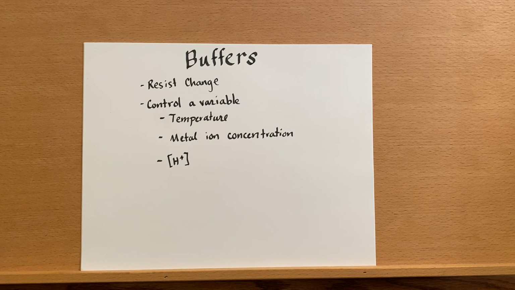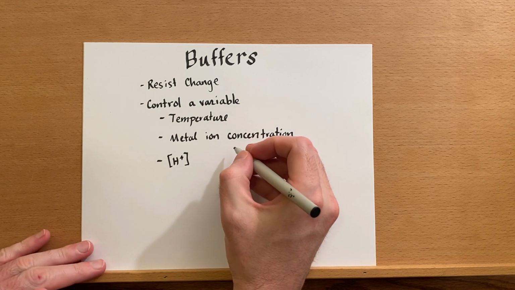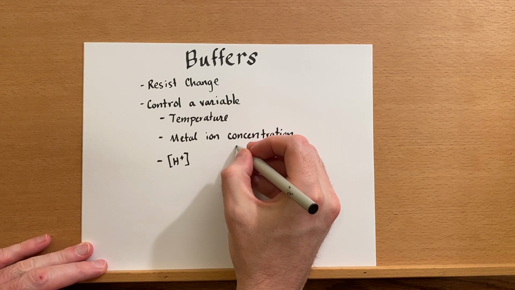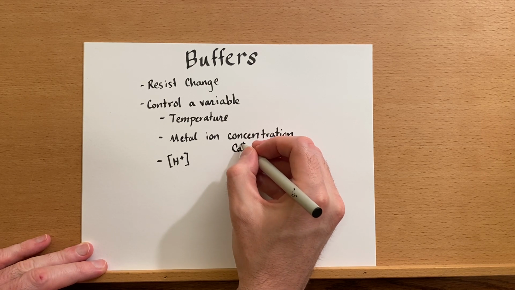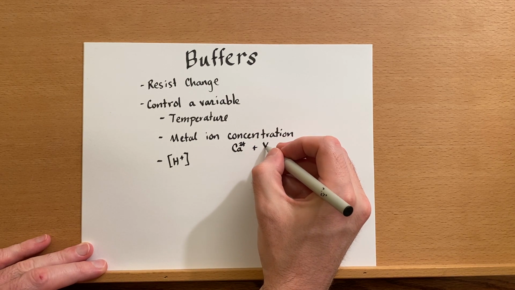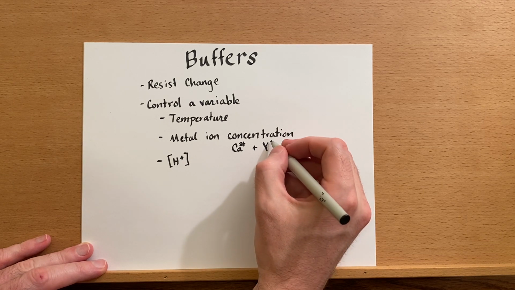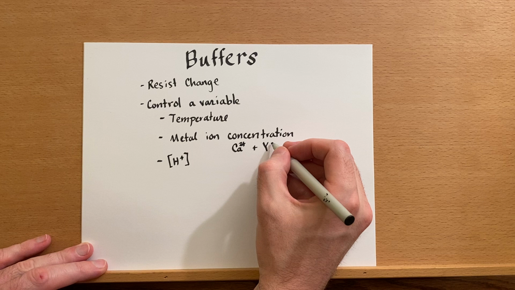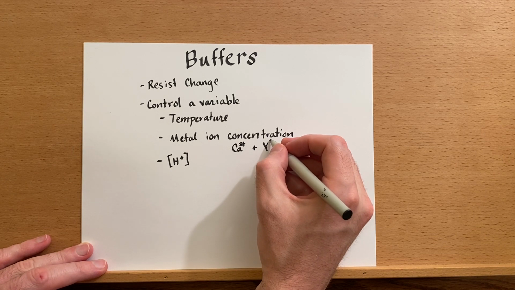It's also possible to buffer a metal ion. In this case, we have a reaction between, say, calcium and a chelating ion called EDTA, or ethylene diamine tetraacetic acid. This is a way to control the calcium concentration. I'll just write over here what that looks like. So, calcium ion plus EDTA ion, which is sometimes abbreviated as Y, and it's abbreviated even more than EDTA.